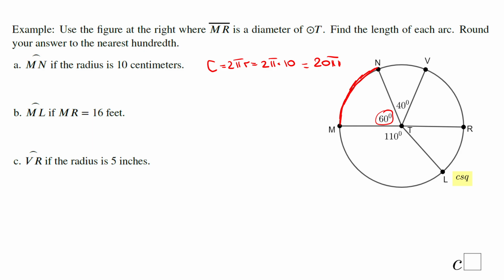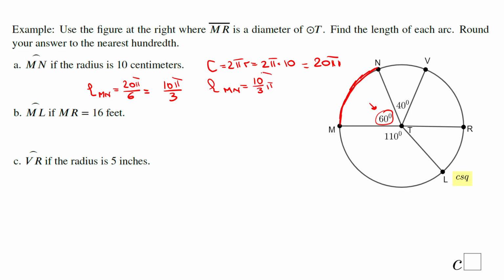Okay. So we know the circumference, and now we need to find the measure of this arc. So just simply divide by 6, like I said in the other problem. 20 pi divided by 6. Why? There are 6 central angles of 60 inside of this circle. So this one can be simplified by 2, and we have 10 pi over 3. The length of arc MN is 10 over 3 pi.